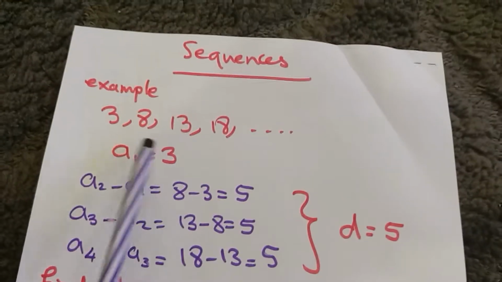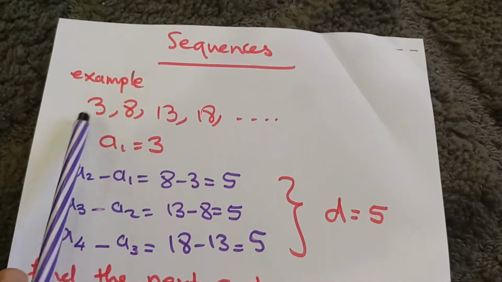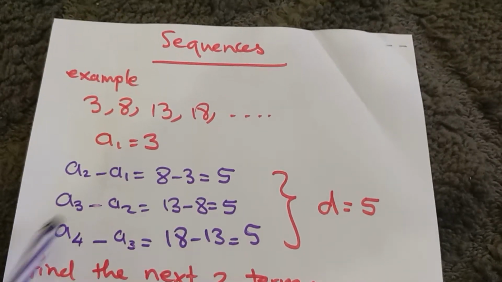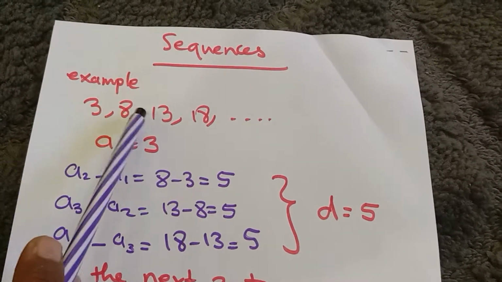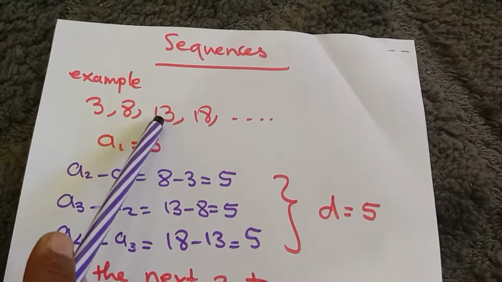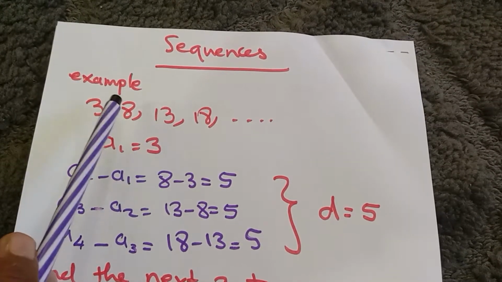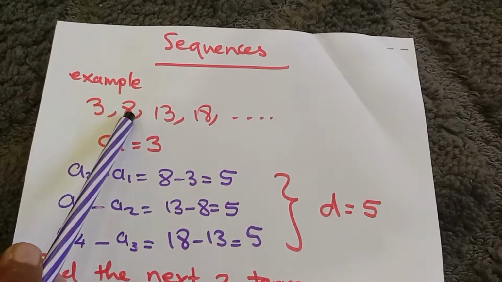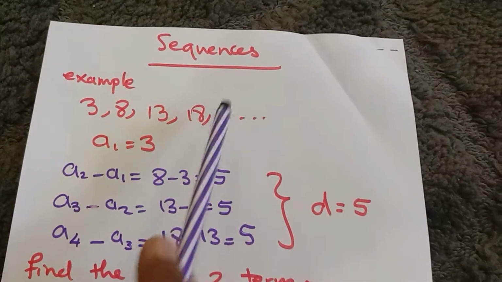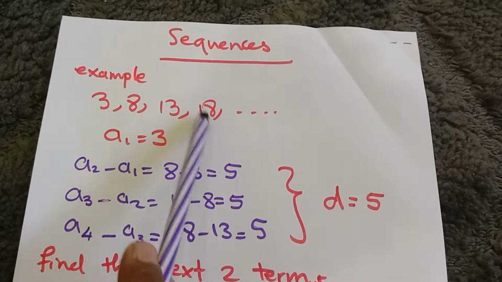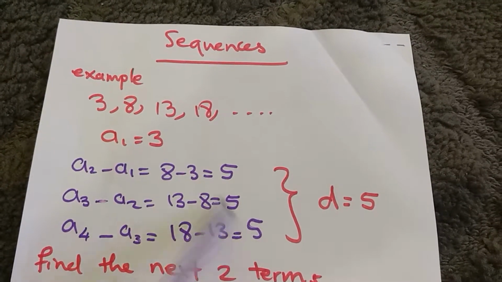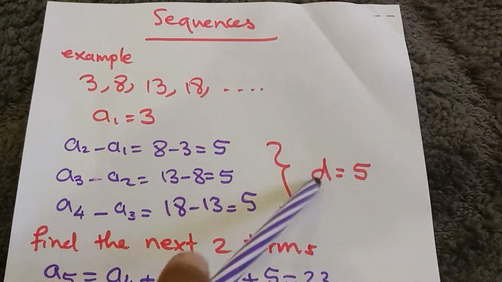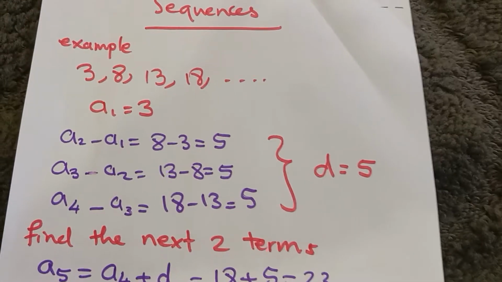We can understand this by subtracting the first term from the second, which is a2 minus a1, 8 minus 3, which is 5. Then you also have to check, for example, a3 minus a2, which equals 5. So this is the first term, second term, third term. And then you also check a4 minus a3, which is again the same. So they are all giving the same difference, and this is what we call an arithmetic sequence.